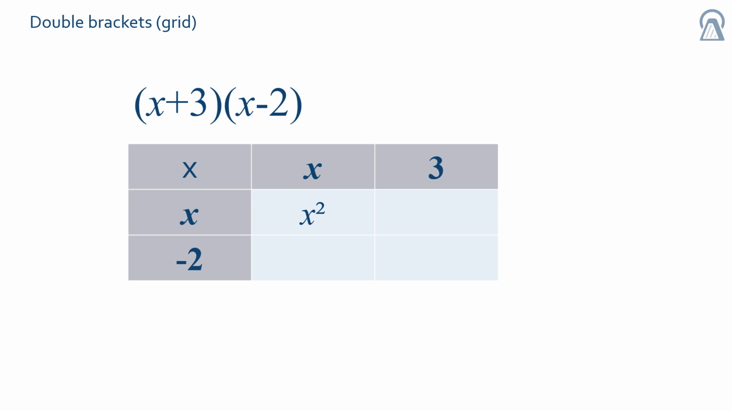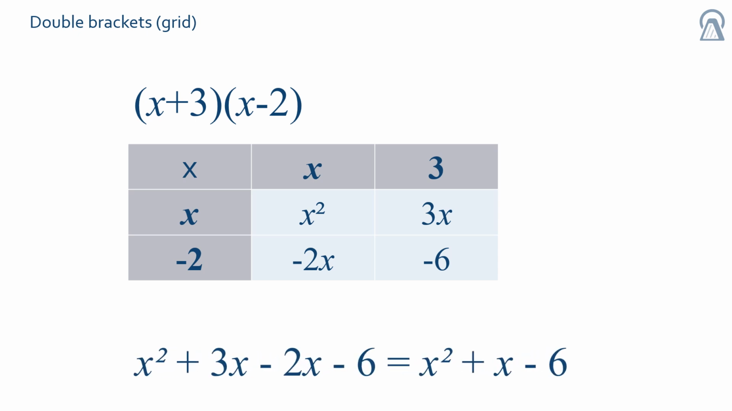Our top right is going to be x times 3. So we're going to end up with 3x. Our bottom left is going to be negative 2 times x, which is negative 2x. And our bottom right is going to be negative 2 times 3, which gives us negative 6. Just as before, we need to combine the results with our like terms. So we have a positive 3x and a negative 2x. Combined, they make an overall positive 1x. So we can simplify our expression to become x squared plus x subtract 6.